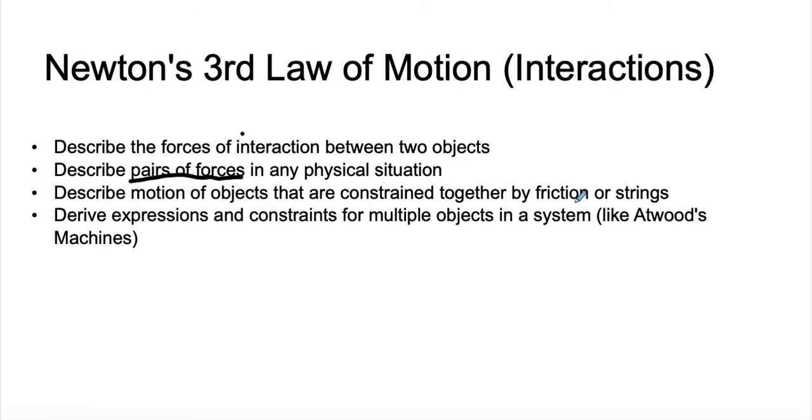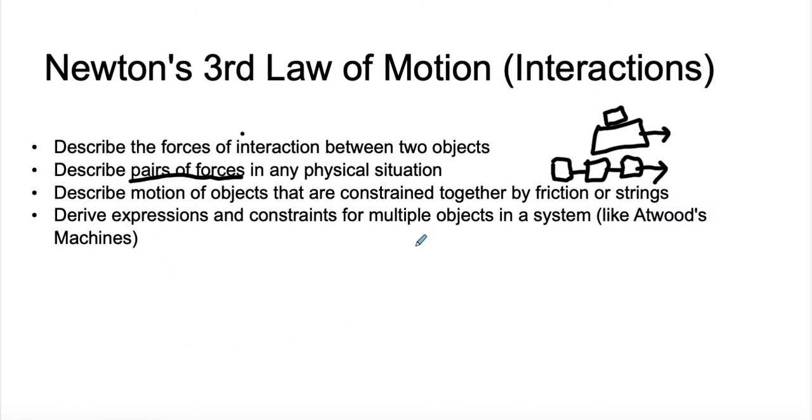Describe the motion of objects that are constrained together by friction or strings or something like that. Lots of examples of this, but what if you have two boxes on top of each other and they're accelerating? Well, you have friction, and you have these different things that are holding them together, and you have to be able to describe that. Another classic one is you have strings that are holding onto these boxes. You have to figure out the tension in the strings when the whole system starts to accelerate. Okay, so all of these have to do with Newton's third law.